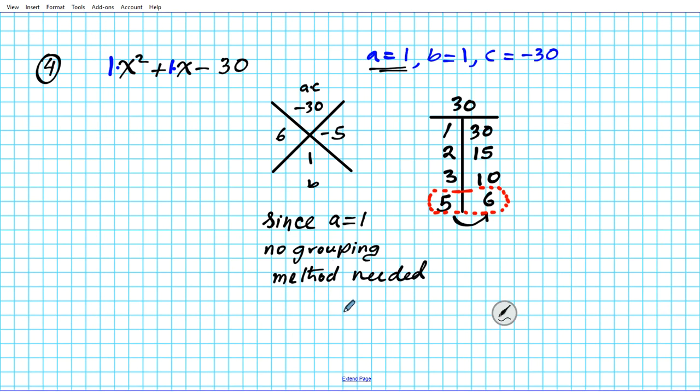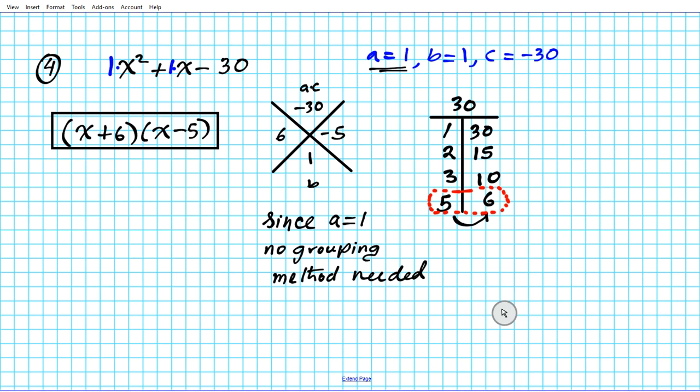We can just jump straight to the factored state, which is excellent. So what is the factored state? You just take x, extract the first result from your X game, positive 6, and then another x, extract the second number from your X game, negative 5, and that is our final answer: x plus 6 times x minus 5.